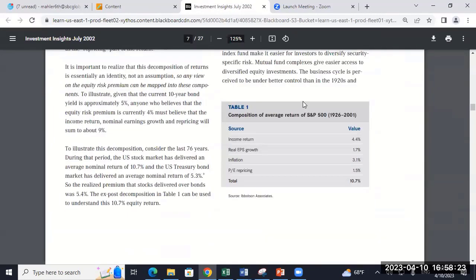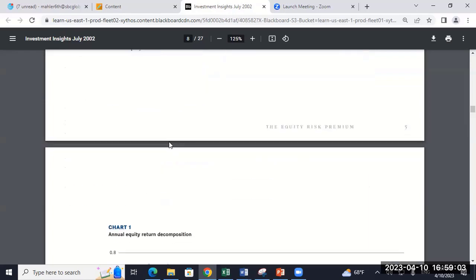pieces. Here's a historical. At the time they wrote this in 2001, right after the dot-com crash, stocks long-term return, they go back to 26. So I guess Ibbotson goes back to 26. Stocks had made on average 10.7%, 4.4 came from income return, 1.7 was real growth in earnings, 3% was inflation, and 1.5% was PE expansion. PE rates went from whatever to whatever. That's the history. But what they're asking is, what can we expect on each one of these going forward? And that's what they do.